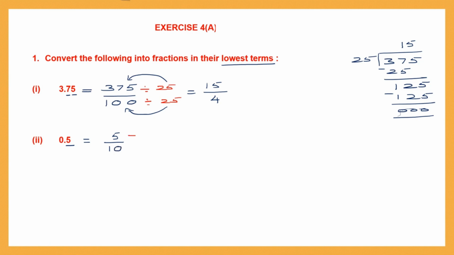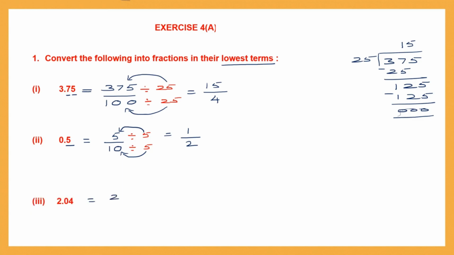Now we can reduce this to the lowest term by dividing both by 5 itself. So 5 ones are 5, so our numerator is 1, and 5 twos are 10, so we have 1 by 2. So what's our answer? 1 by 2. Question 3, 2.04.